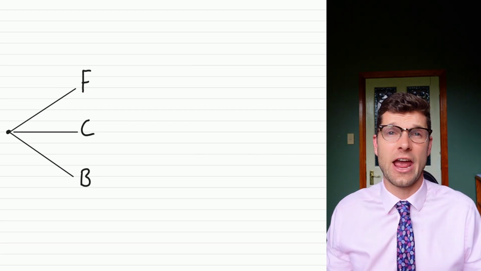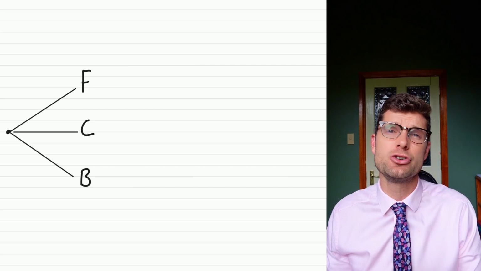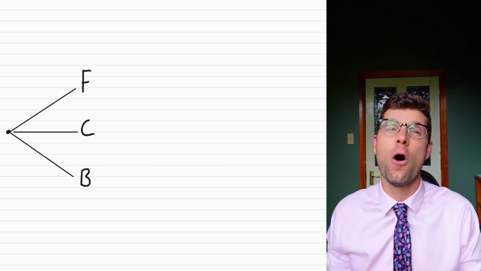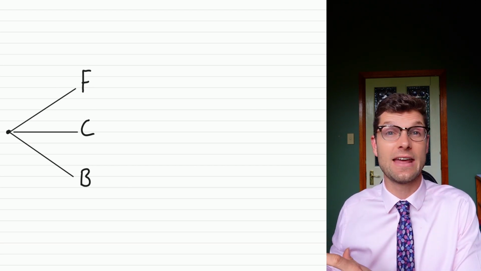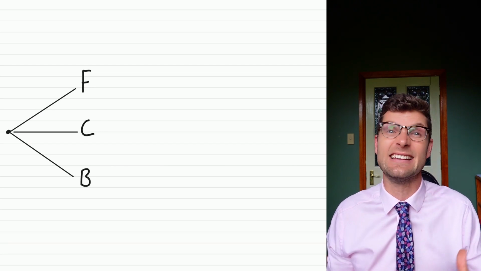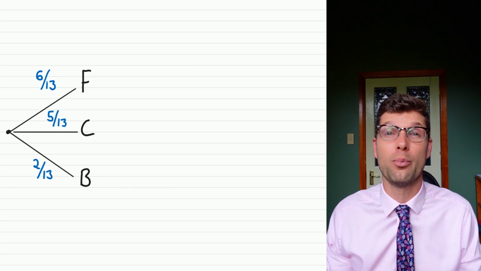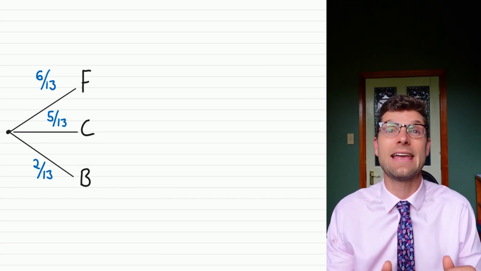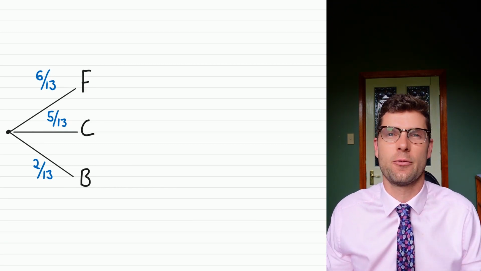Now, the one thing that changes between the equal tree diagrams that we've done before and these ones is that I want you to write down the probability of that outcome happening on the line or the branch of this tree diagram, so not at the end where we've got our letter. I don't want it to be too cramped, but I'm going to write here 6 over 13, 5 over 13, and 2 over 13 on the branch so I can see exactly what the probability of that outcome happening is every single time.